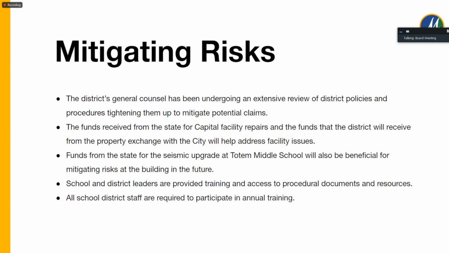The seismic upgrade project at Totem is also beneficial for mitigating risks. We're also providing training and access to procedural documents and resources. So occasionally, you will see, or the staff will get, various emails through our company email about things that we all can do to mitigate risk. And all district and staff have to participate in training. All of those things are efforts that we take to mitigate risk.